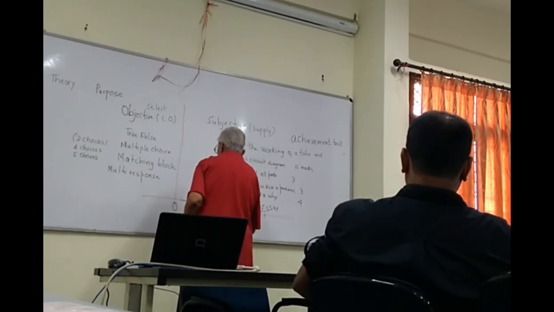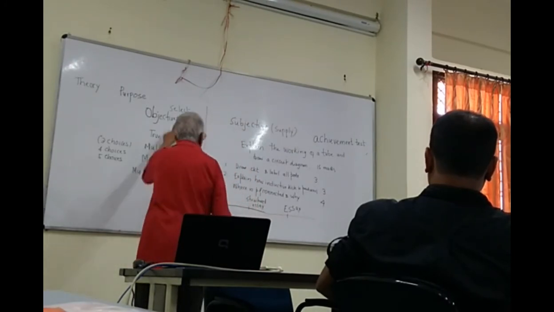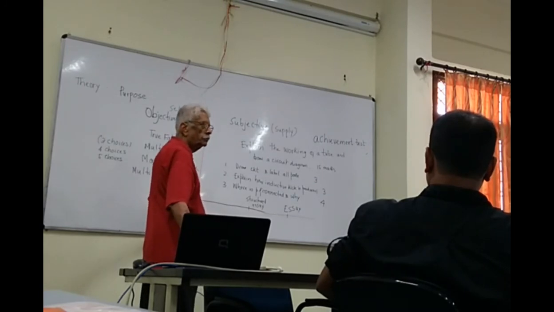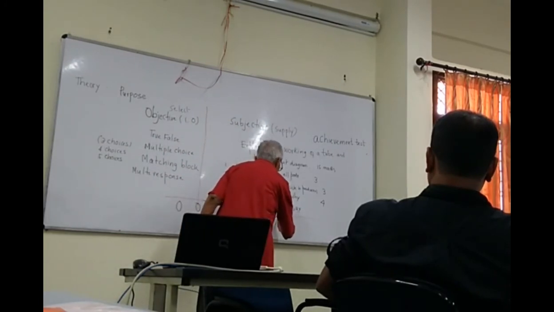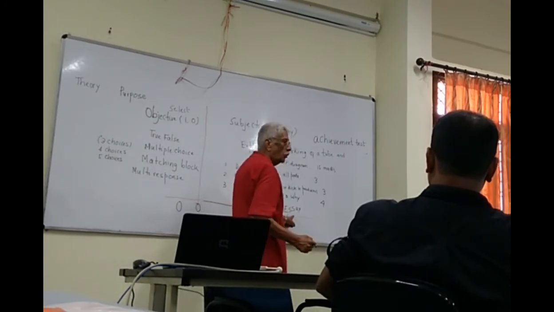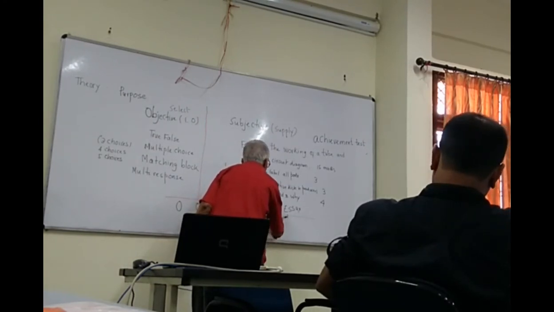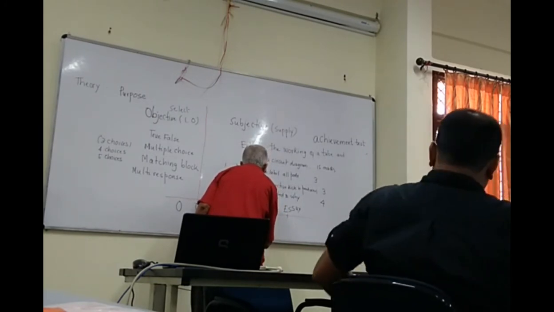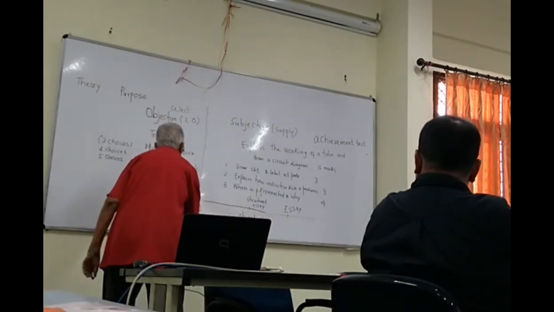Now in this diagram, these are completely objective. One or zero? Zero. When you move in this direction, objectivity decreases. There's no objectivity here. So objectivity... these are completely objective.